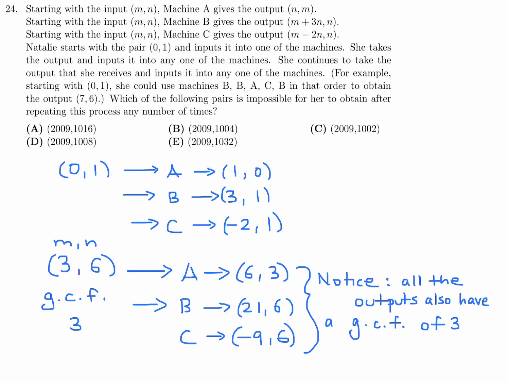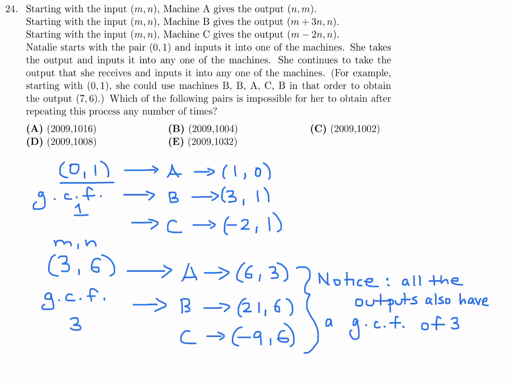So now we go back to our question, which starts with (0, 1). What is the GCF of 0 and 1? Well, it's just 1. Unfortunately, it's that simple or boring, because the factor of 1 is just 1, and anything is a factor of 0. So the GCF here is 1.